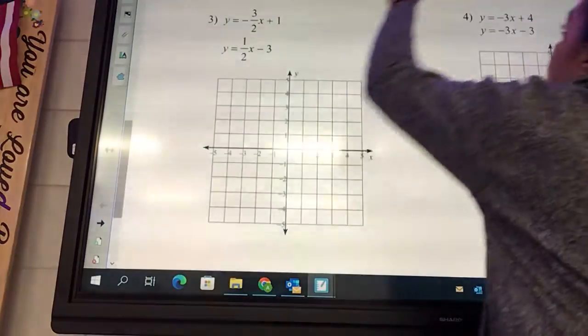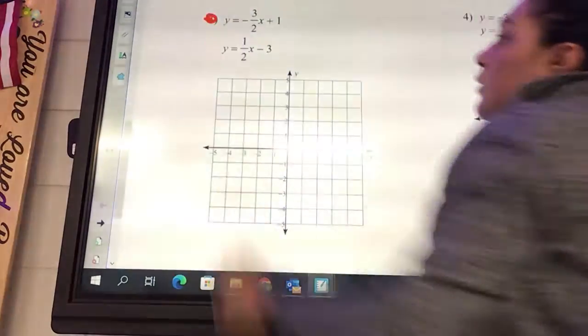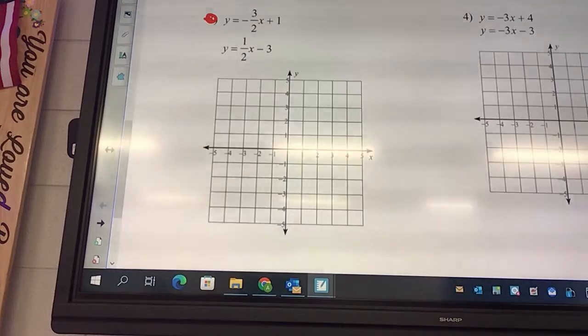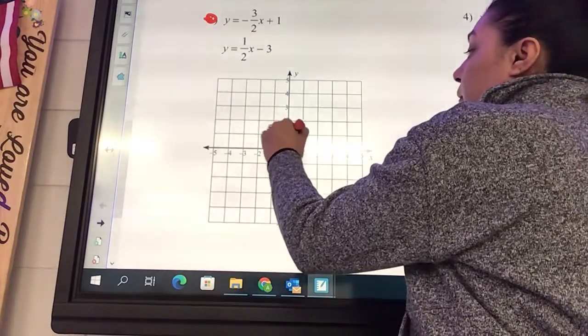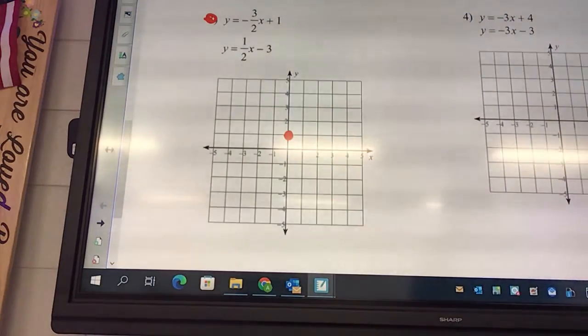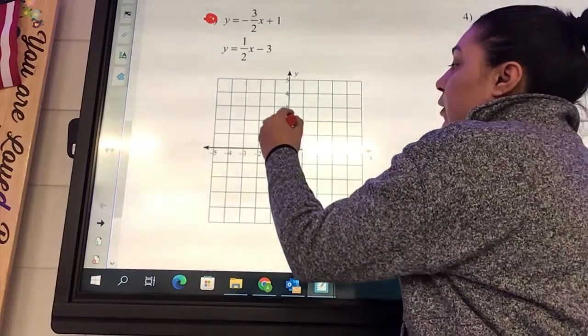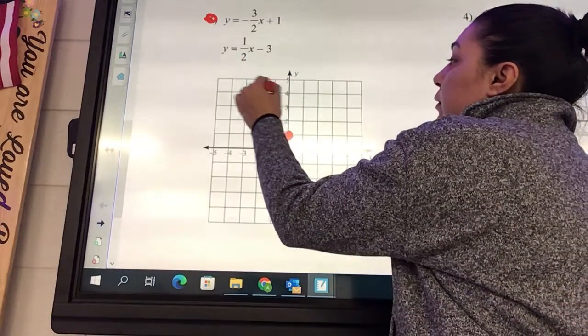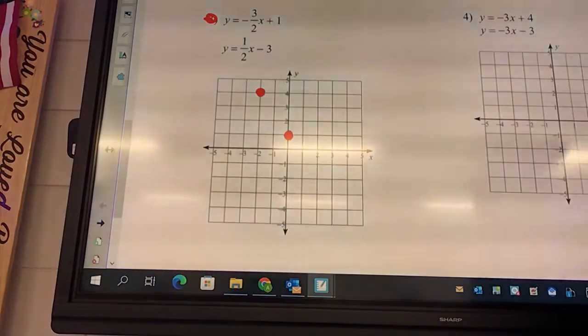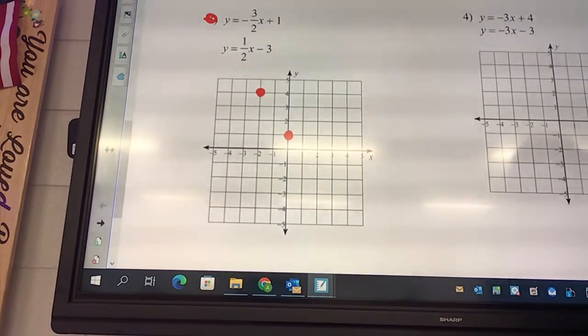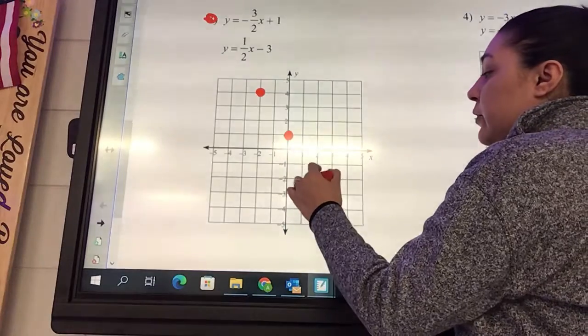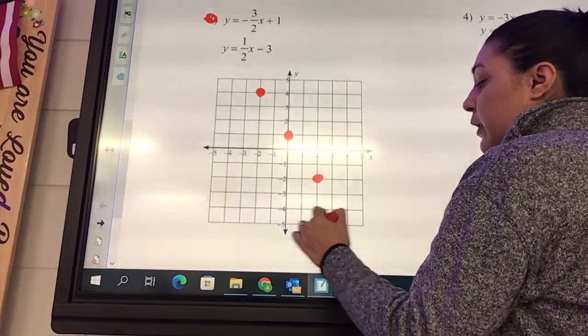Okay, look at 3. Where does that first graph start at? At 1. And I need to go up, how many? Up 3 over 2. And it needs to be a negative line, so we're going to go up 3, 1, 2, 3, over 2. I can also go down 3, 1, 2, 3, over 2.